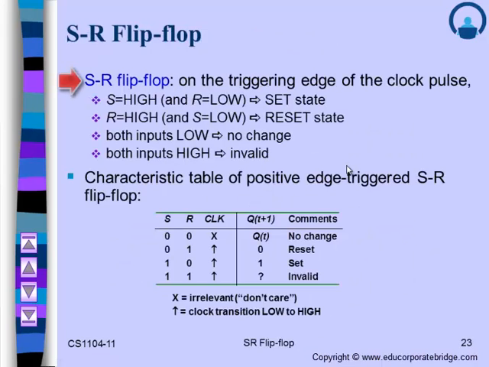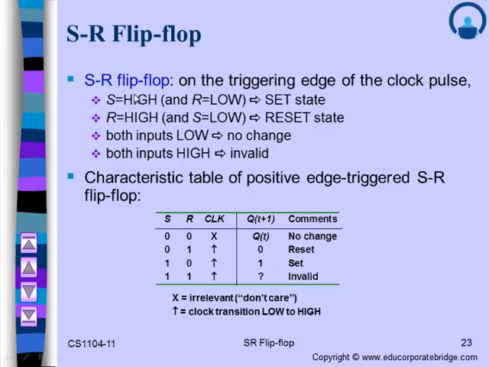The first kind of flip-flop is the SR flip-flop. The SR flip-flop can have different types of mechanism. One may be the positive edge triggered flip-flop, where the output changes when the clock changes from 0 to 1, and the other is the negative edge triggered flip-flop, where the output changes when the clock changes from 1 to 0. The SR flip-flops that respond on the triggering edge of the clock pulses are called edge triggered flip-flops.